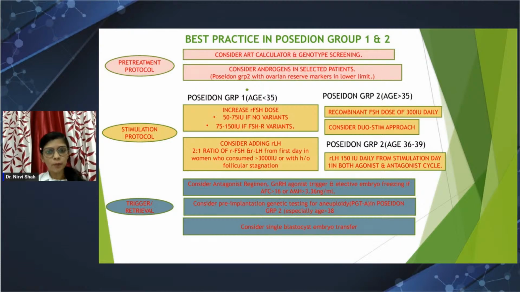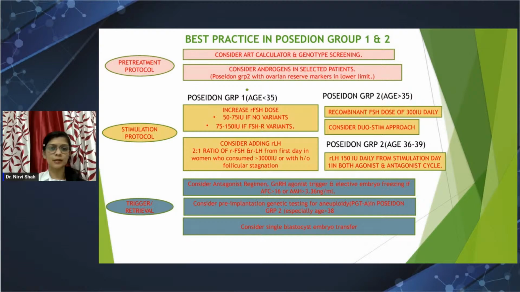We can consider pre-implantation genetic testing for aneuploidy in group 2 patients, especially if their age is more than 38, or if there is any previous history of an abnormal genetic baby. Also, if everything is ideal, we can consider a single blastocyst transfer in the same cycle if the AFC and AMH are a little low and there is no chance of OHSS.